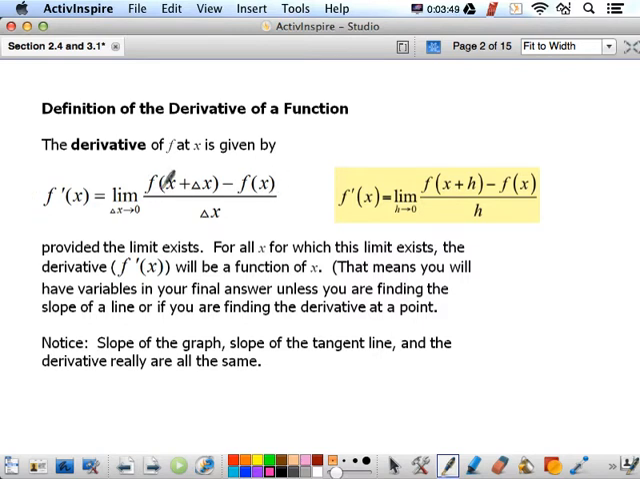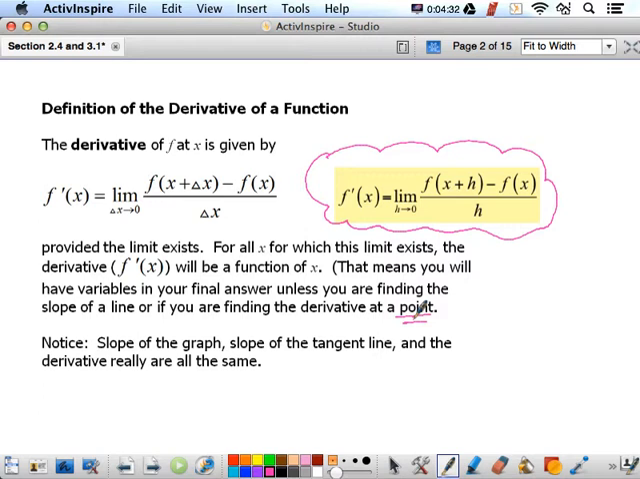Now other books use h's in place of delta x, which I prefer, and I think most of us prefer that because it's easier to write h every time than delta x. But you need to memorize one of these formulas. The one I'm going to use says the derivative of a function f with respect to x is equal to the limit as h approaches 0 of f of x plus h minus f of x all over h, provided that limit exists. For all x for which this limit exists, the derivative will be a function of x. That means you will have variables in your answer unless you are finding the slope of a line or the derivative at a specified point, and we will talk more about that later.